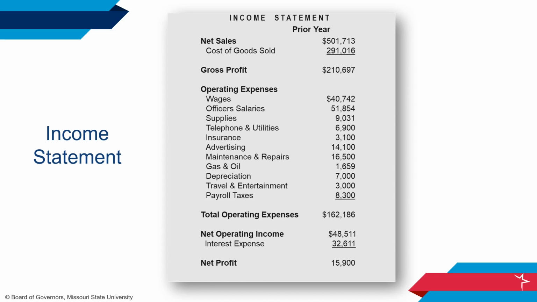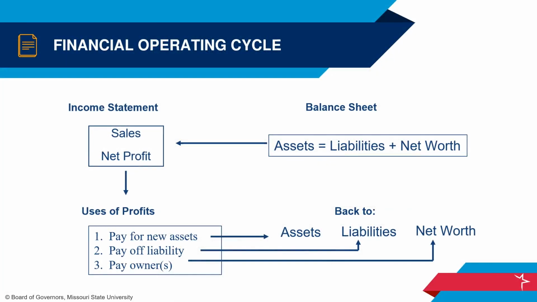Before we take a look at the cash flow statement, let's review the financial operating cycle. It starts with a balance sheet and the conversion of assets into sales on the income statement and that bottom line net profit that we talked about earlier. And then there could be multiple uses of that profit. The business could purchase a new asset, so then it's going back to assets. The business could pay off some type of liability or a business loan, and it goes back to liabilities. Or the owners could say, we'd like to take some payout, and then that comes out of net worth. Again, circling back to the balance sheet.